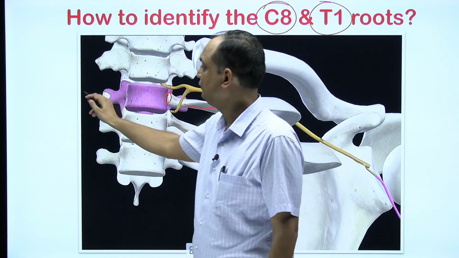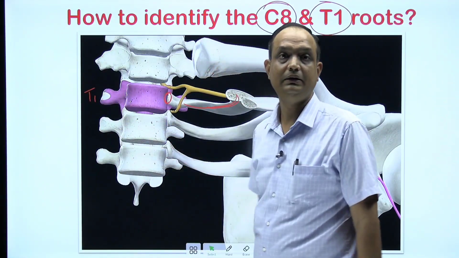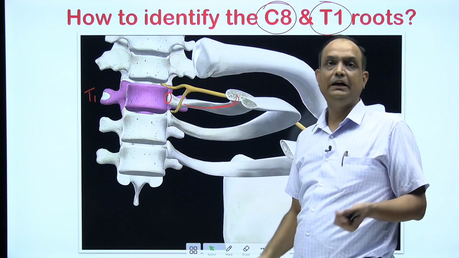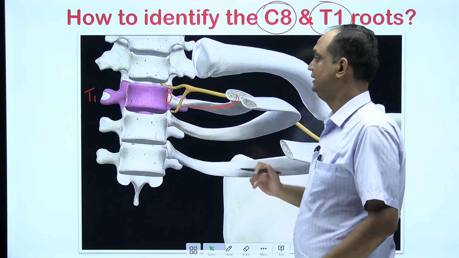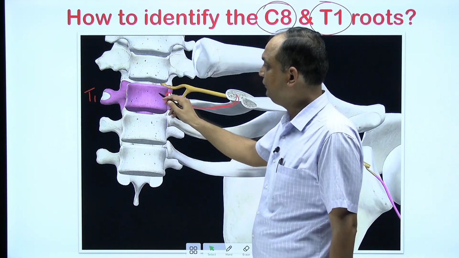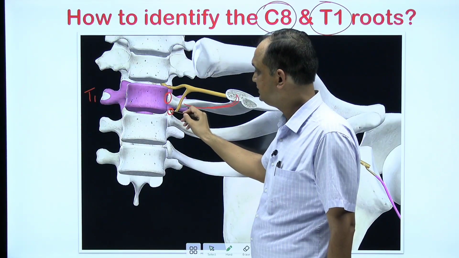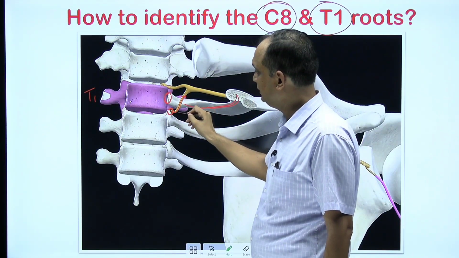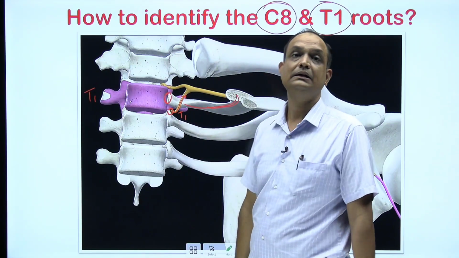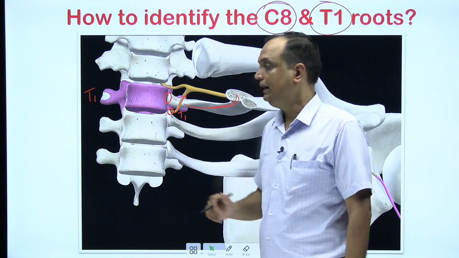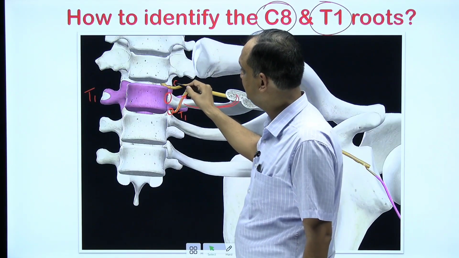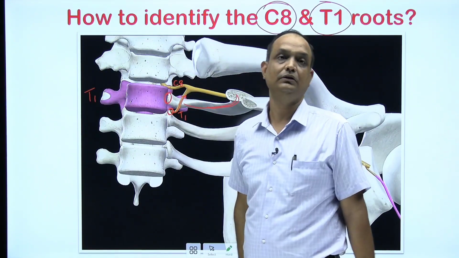So, this is your first thoracic vertebra, T1. Now, there is one very important concept to understand: below the first thoracic vertebra, you have the intervertebral foramina, which is giving passage for the first thoracic spinal nerve root. And above this, you are having the C8 spinal nerve root.